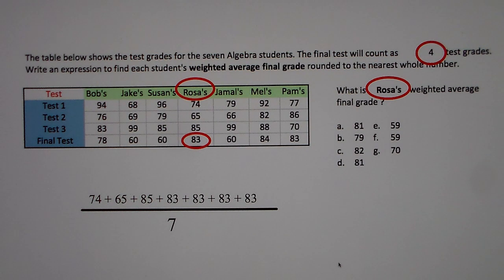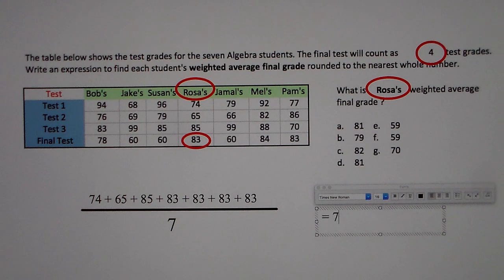So we put that in our handy dandy calculator. 74 plus 65 plus 85 plus 83 plus 83 plus 83 plus 83, which gets us a total of 556. Then we divide that by 7, and we're going to get 79.428.